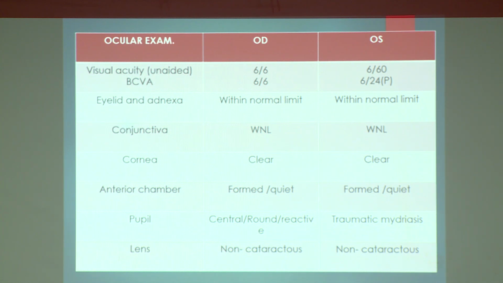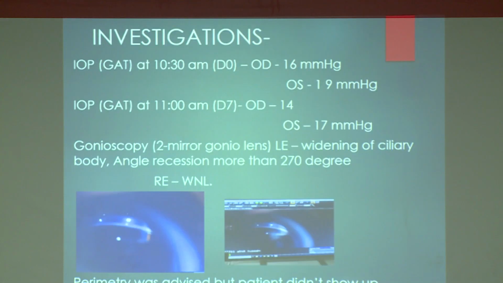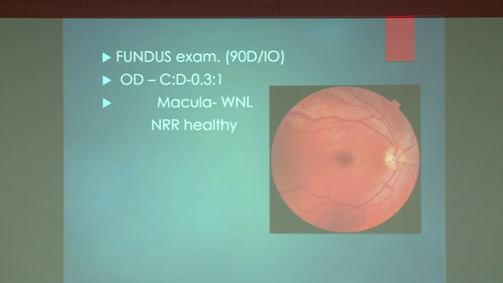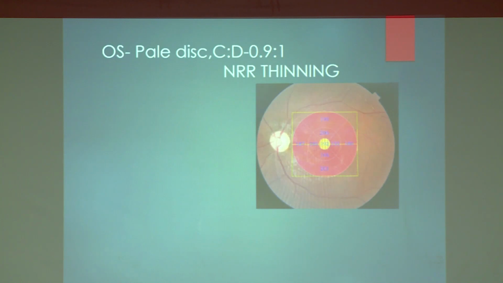Gonioscopy was done by a 2-mirror gonio lens. In his left eye there was widening of the ciliary body band, with angle recession of more than 270 degrees. Right eye gonioscopy was normal. Perimetry was advised, but the patient did not show up. Fundus examination was done by 90 diopter lens or indirect ophthalmoscopy. In his right eye, fundus examination is within normal limits. In the left eye, disc pallor is present, cup-disc ratio is 0.9:1 and NRR thinning is present.